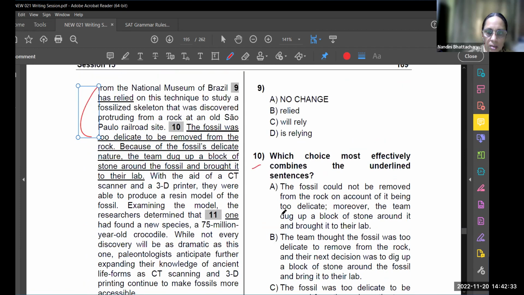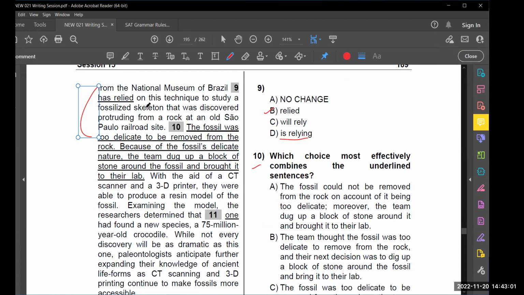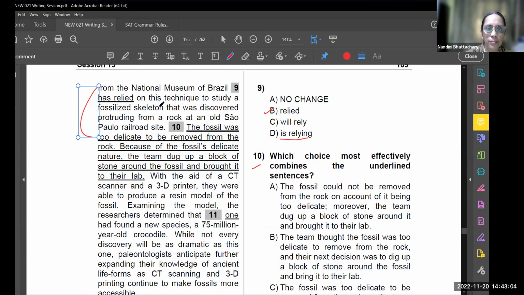Okay, number 9. B. Yeah. So the researchers from the National Museum of Brazil, either it should be have relied or just relied. Is not relying. Has relied. Is relying, why will you have is relying? It's not continued. No, ma'am, it will be option B, relied. Relied on. It's in the past tense. And anyway, we are talking about the researchers, so it will be in plural, not is.